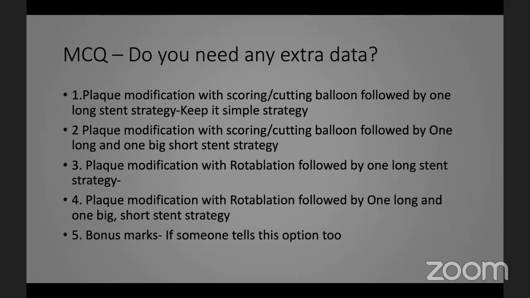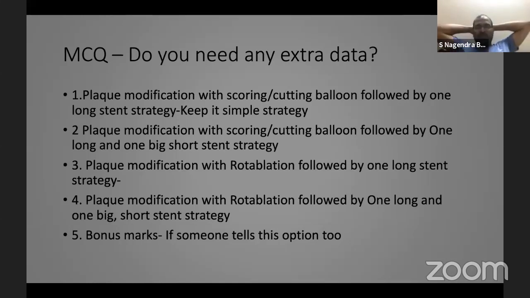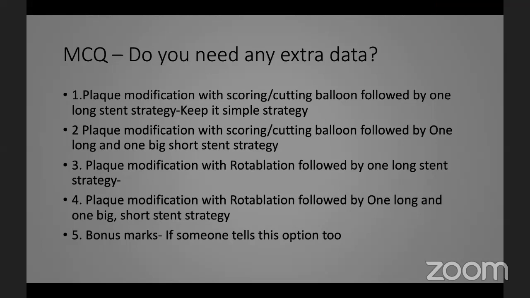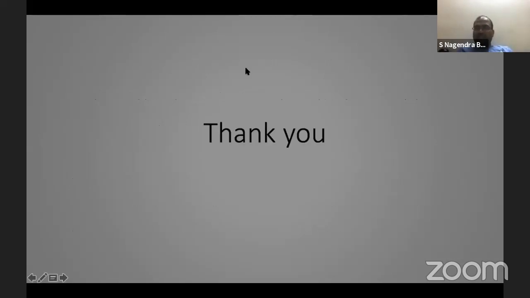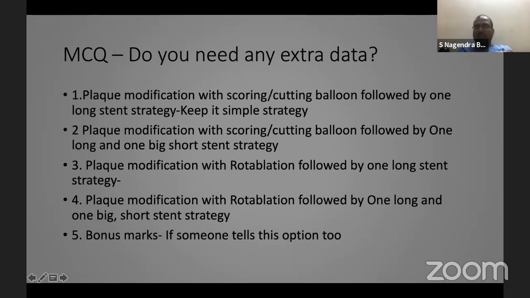The question is simple. Are we going to use a cutting balloon type of balloon with a single stent or two stents, or rotablation with a single stent or two stents? That's the question. Am I right, Boopathy? Yes, sir. I want them to think. They have to keep this question in their mind and see the image. So the choices are one stent strategy, two stent, rota, cutting. I should have done it that way. So this is the question, and these are the choices.